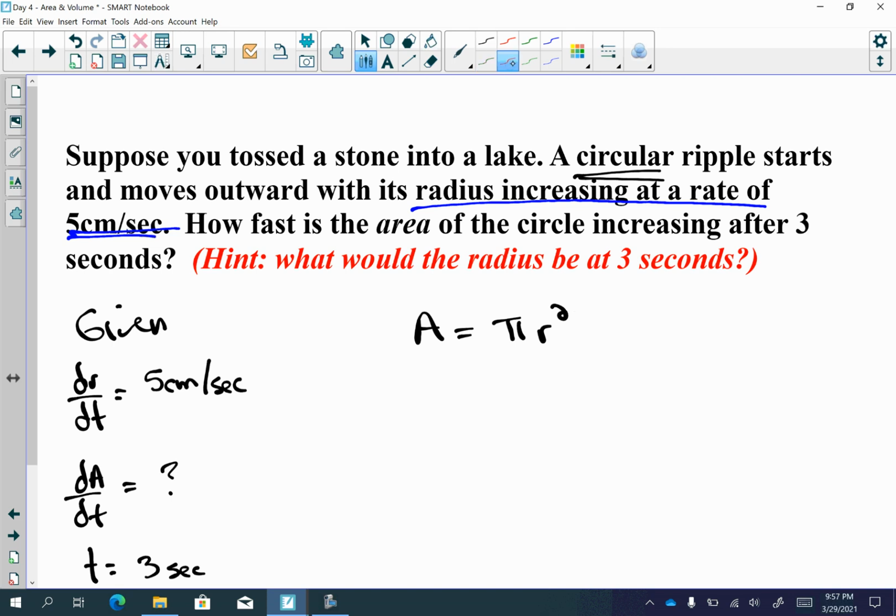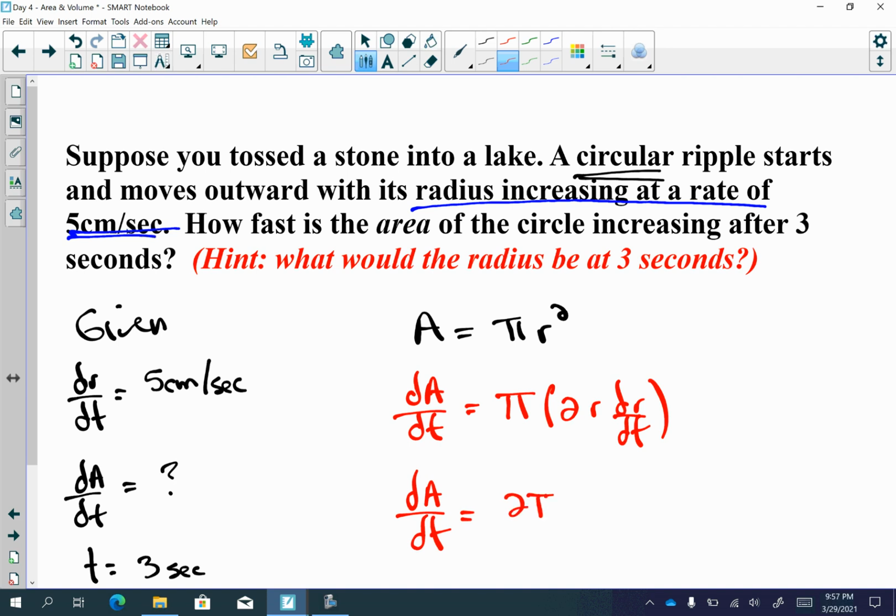Okay, now watch when I differentiate with respect to time. dA over dt on this side, and here I get, now you can think of this as pi, that's a constant, times the derivative of r squared, well that would be 2r times dr over dt. Okay, and you could write that as the following: 2 pi r times dr over dt.